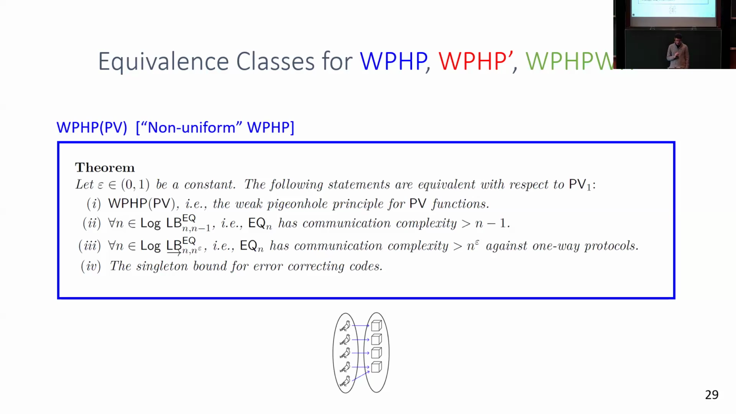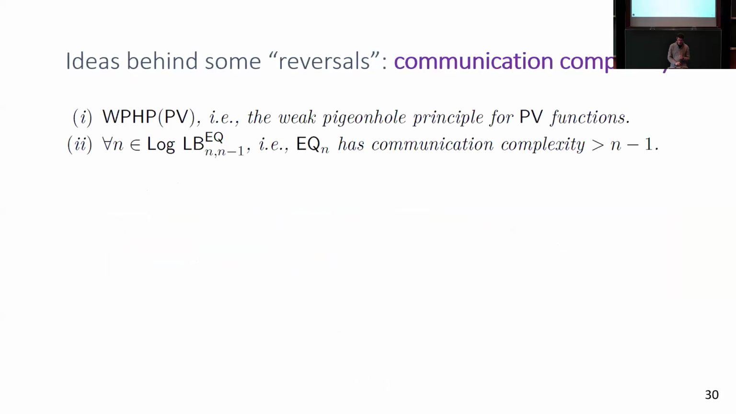Okay, so I'm not telling you how to formalize this. This is just an informal statement, but that should be sufficient for me to at least give you some intuition for this proof. So let me try to explain to you the connection between communication complexity and pigeonhole principles. Let's try to sketch the proof that the weak pigeonhole principle is equivalent to communication lower bounds for equality.